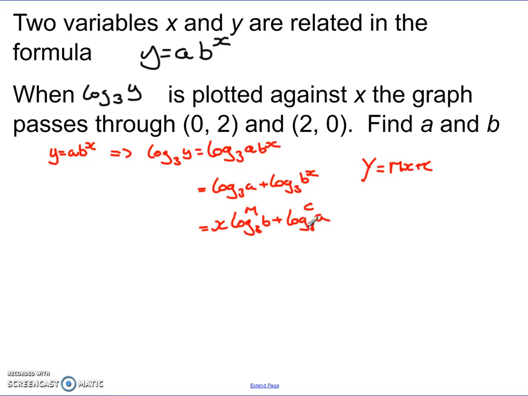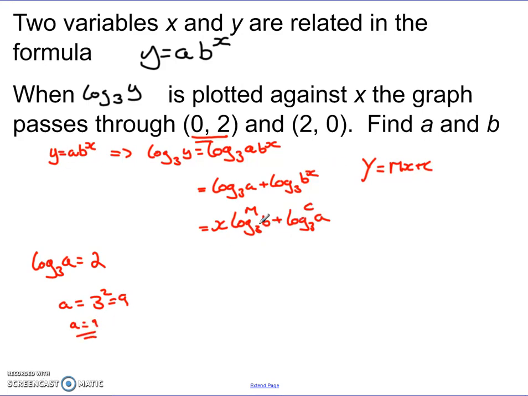Now our y-intercept, where it cuts the y-axis, we can actually read that off because it's this part here. Because we then can say that log to the base 3 of a equals 2. That's where it cuts the y-axis. So I can rearrange this and find out what a is. From that, I know that a is equal to 3 squared, using our rules and bringing that up. So it's 9. So I then know a is equal to 9.